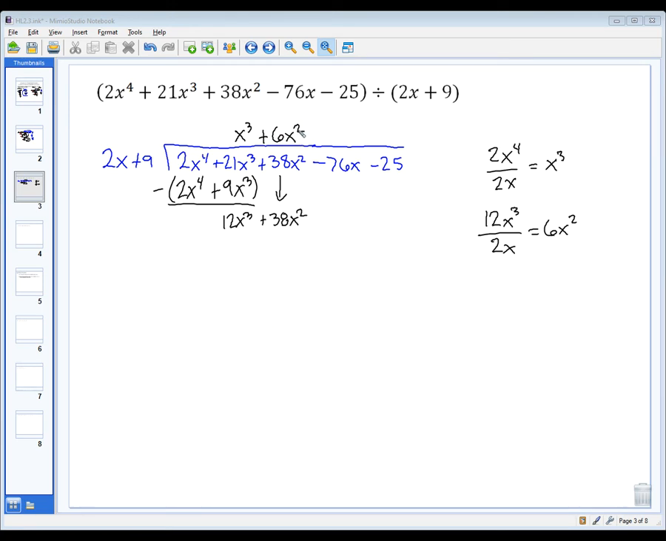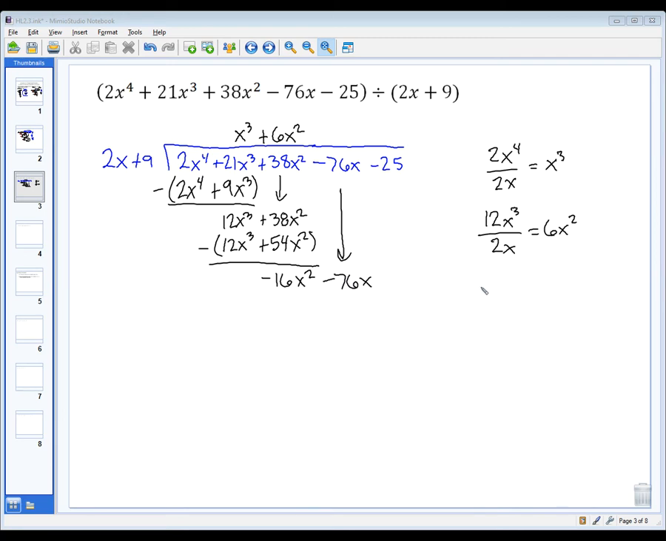And we take our 6x squared and multiply it to the divisor. And that will give us 12x cubed plus 54x squared. Now we're going to subtract. And that will give us negative 16x squared. Bring down the next term.